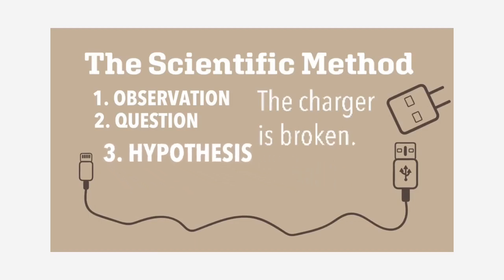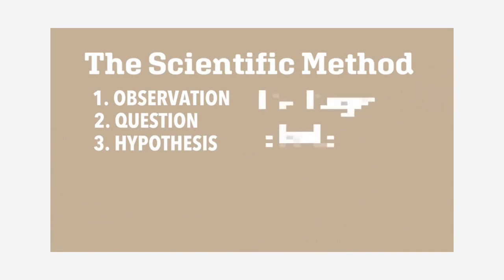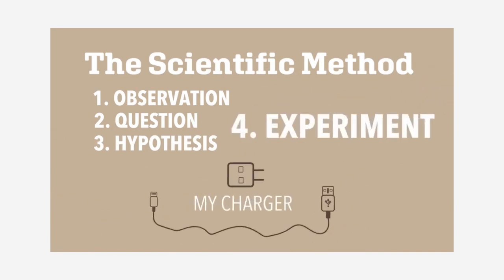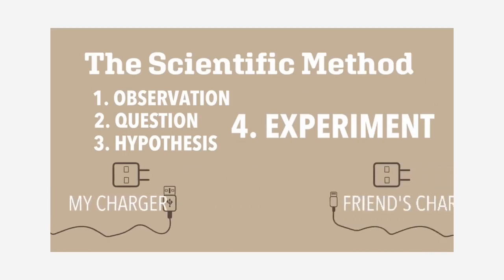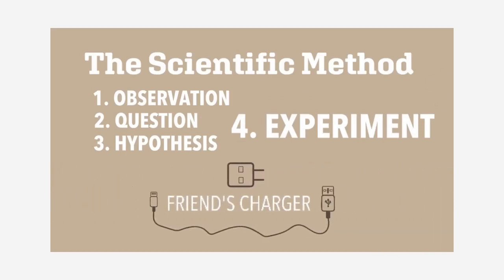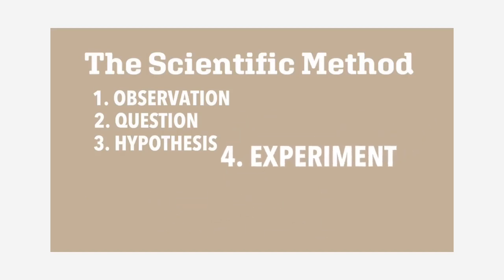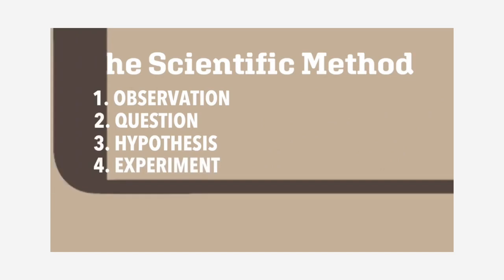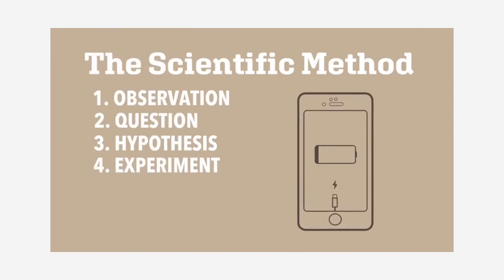After a prediction is made, it is time to take action. This is called the experiment. For this experiment, I'm going to switch out my charger with my friend's phone charger that we know is working correctly. After borrowing my friend's cord, my phone still would not charge.